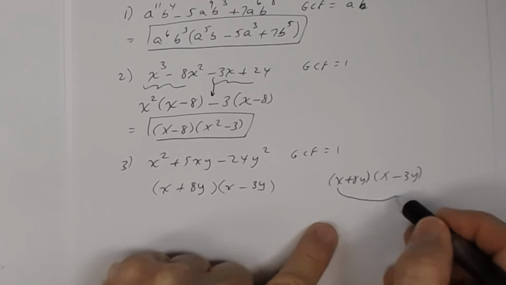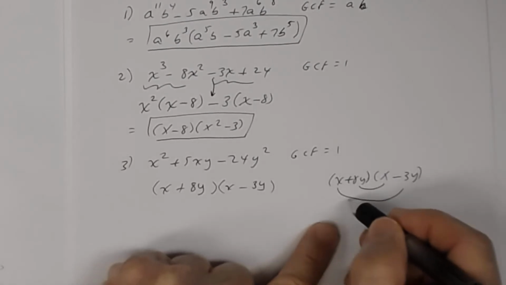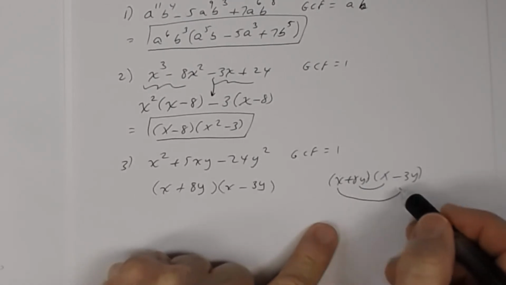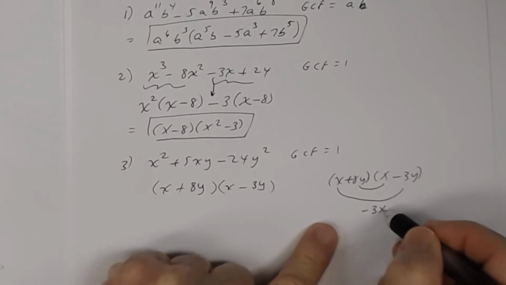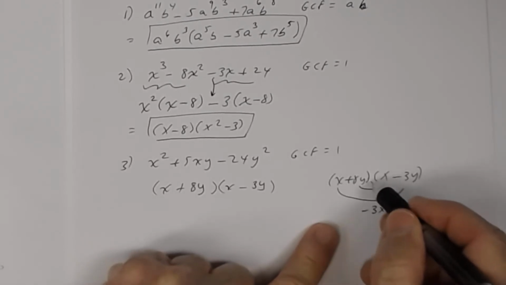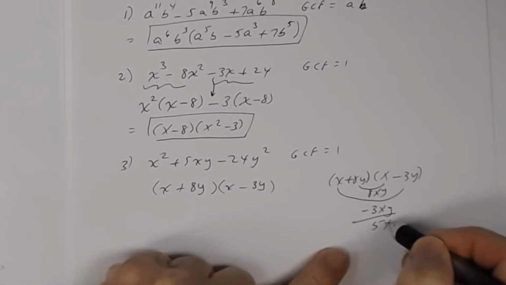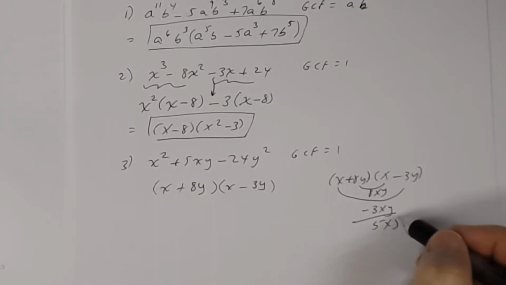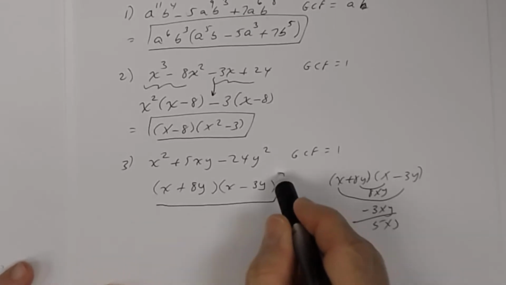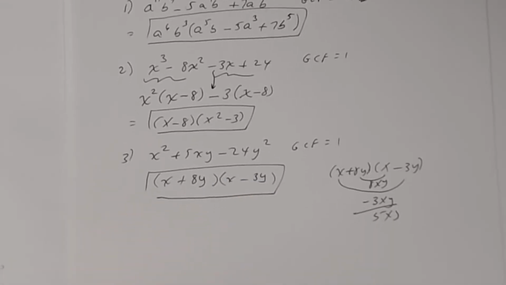Now let's do the outer and the inner. The outer, x times negative 3y is a negative 3xy. The inner, 8y times x is a positive 8xy. I'm going to add them up. I get 5xy, and that's what you wanted. So this is the answer to number 3.